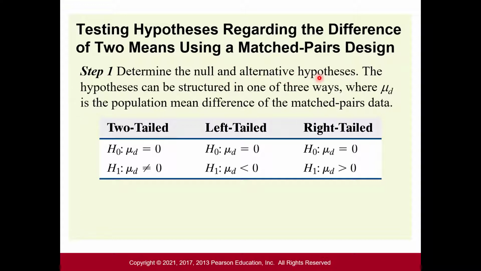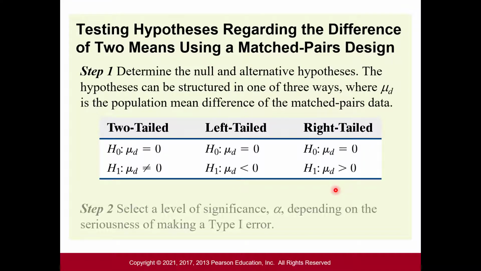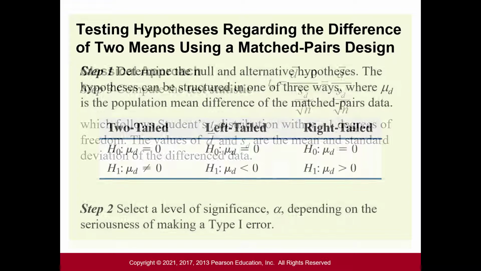If all of those are true, then our steps are: step 1, determine our null and alternative hypotheses. Our null hypothesis in each of our tests, two-tailed, left-tailed, and right-tailed, is that mu sub d, the population mean difference of the matched pairs data, is 0. The alternative hypothesis is that mu sub d is just different from 0 for two-tailed. Left-tailed, it's less than 0. And right-tailed, it's greater than 0. Then step 2 is to select our level of significance, alpha.